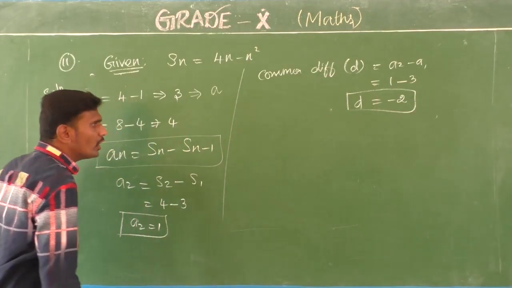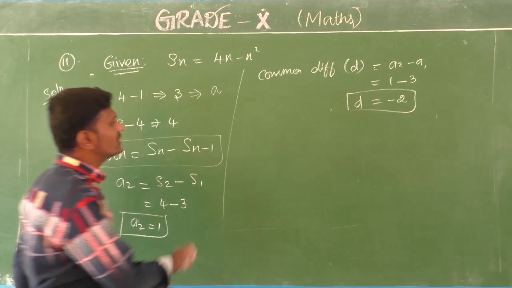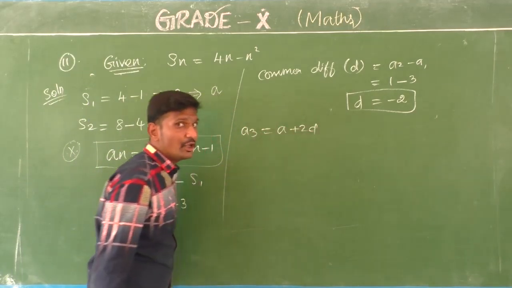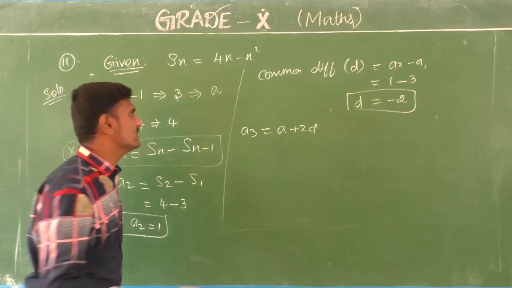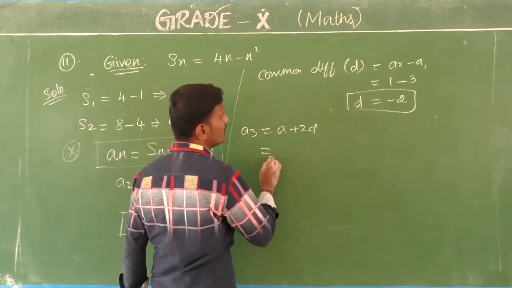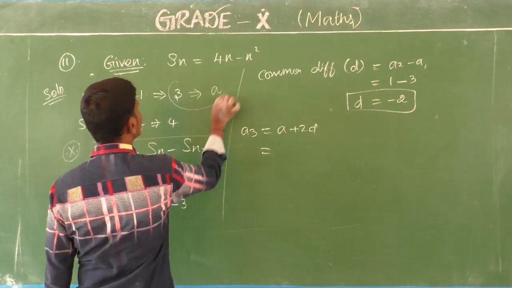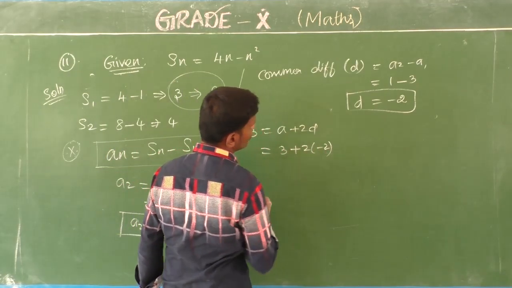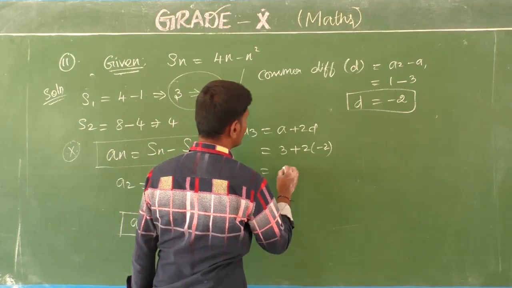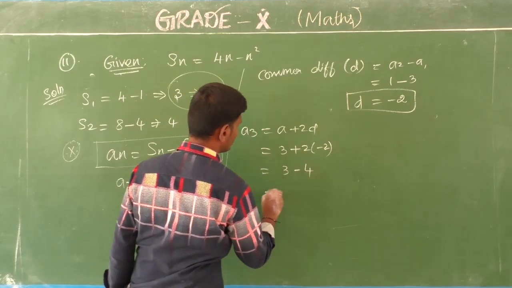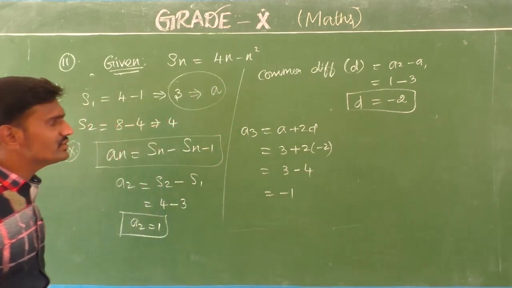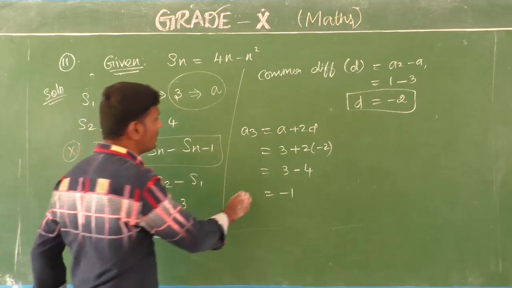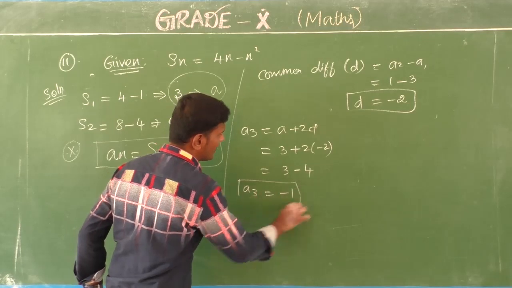So for that we are going to find the next, third term. That is A3, which is equal to A plus 2D. Yes, students, already you know the general form of AP. So A3 equal to A plus 2D. You have the value of A is 3. So 3 plus 2 into minus 2. That is 3 minus 4, which is equal to minus 1. So already you have the value of the second term is 1. Now the third term is minus 1.